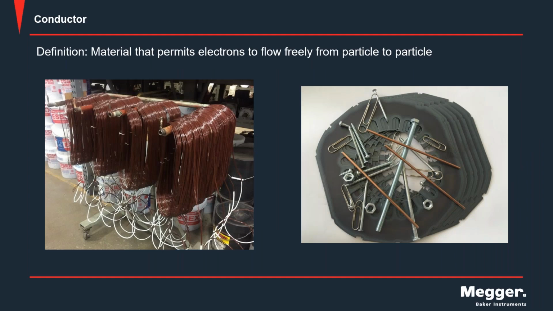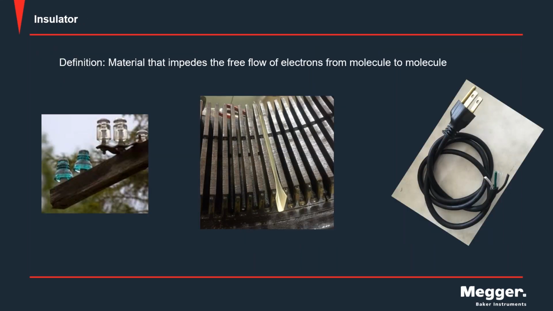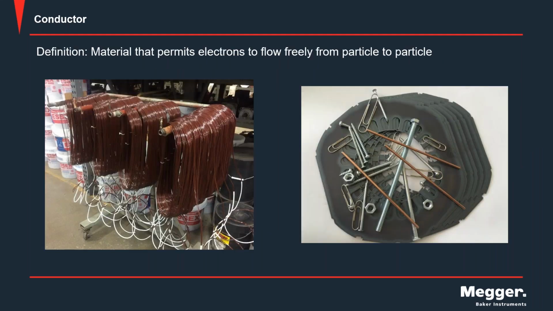Conductors. So we have insulators and we have conductors. For conductors, we've settled on copper as hitting the price point and being a very good conductor. Gold and silver would be good too, but a little expensive. So there we see coils of wire ready to be laid into a motor. And again, the definition of a conductor is a material that permits electrons to flow freely from one particle to the next, as opposed to insulation, which impedes that flow. So we've got material that impedes the flow of electrons, and material that allows the free flow of electrons.